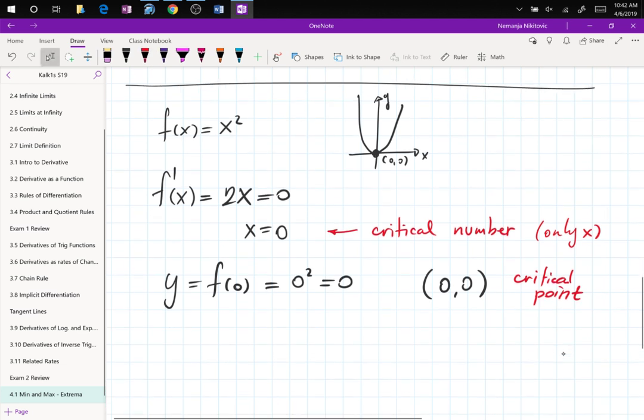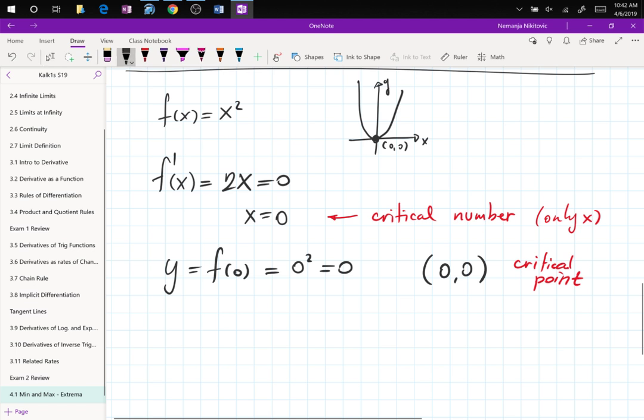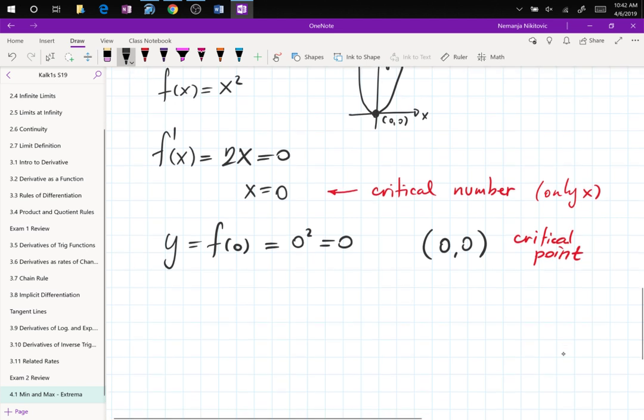This is the critical point. So what do I have for the critical point? I have 0, 0. Now I need to know if this 0, 0 is a min or a max. The way to answer that is simply to calculate 2 points, one to the left, one to the right, and then just take a look at the values. So we know the critical point is 0, 0.